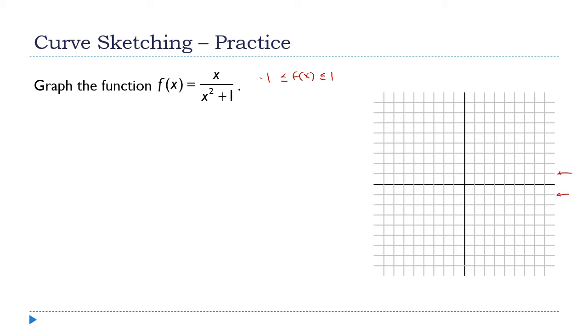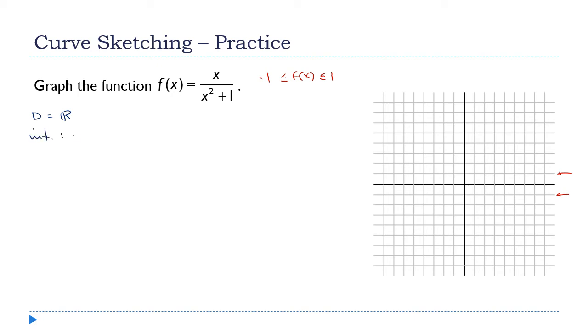Right? So now with that said, let's do our routine here. What is the domain of this function? Well, the denominator is never equal to 0. So the domain is all real numbers. What are the intercepts?